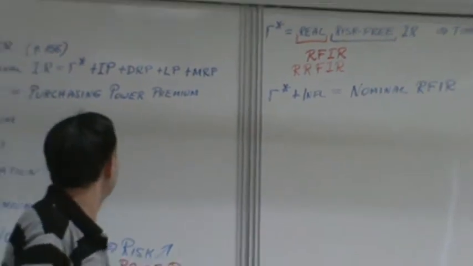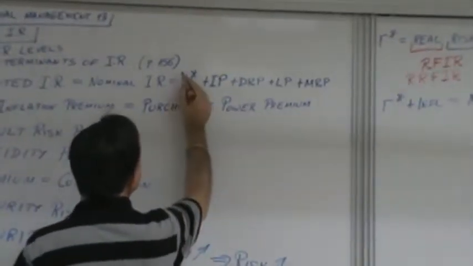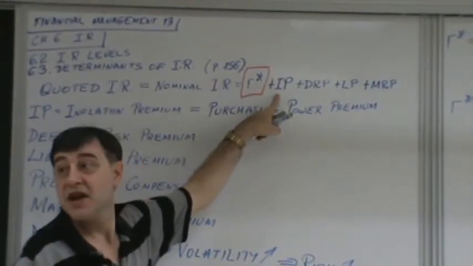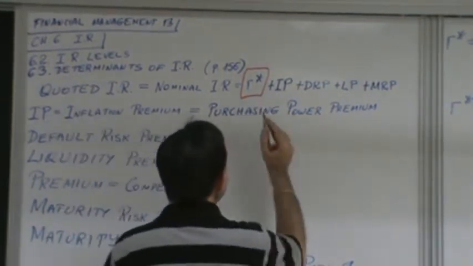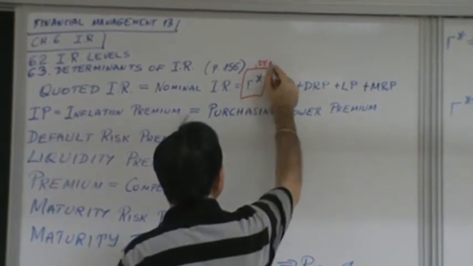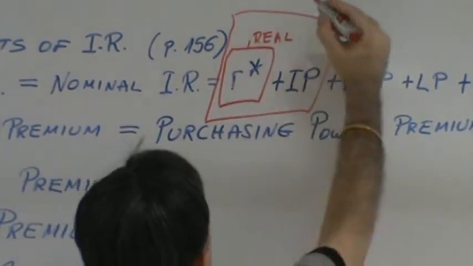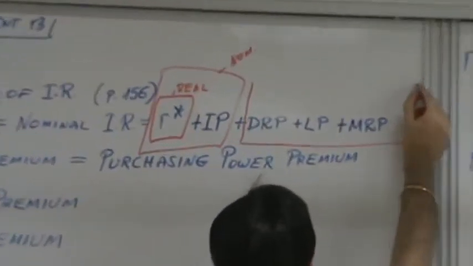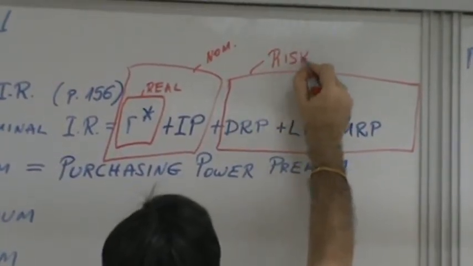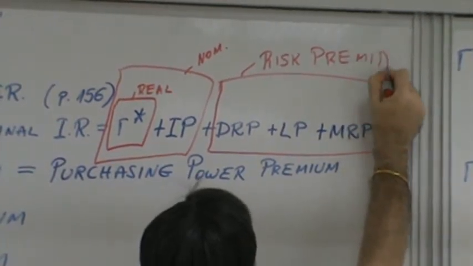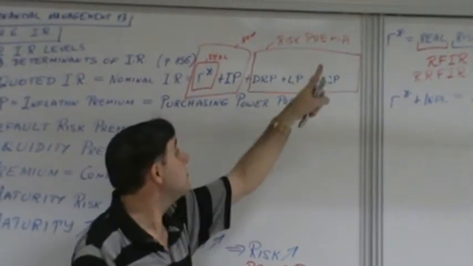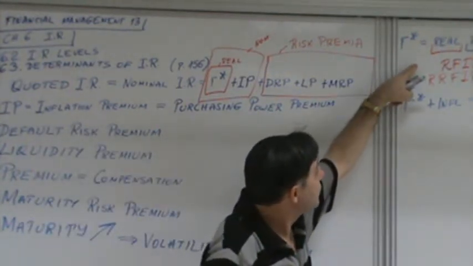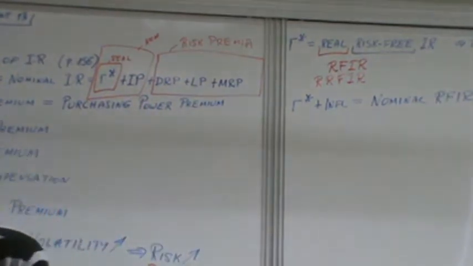Okay? So, what we like to say is that this R star is compensation for time. This IP is compensation for inflation. And this represents real. The two jointly represent nominal. And these represent risk premia. In other words, these are different types of risk premiums, each premium for each type of risk, okay? And you have real risk-free interest rate, nominal risk-free interest rate. Let's see what else we have.